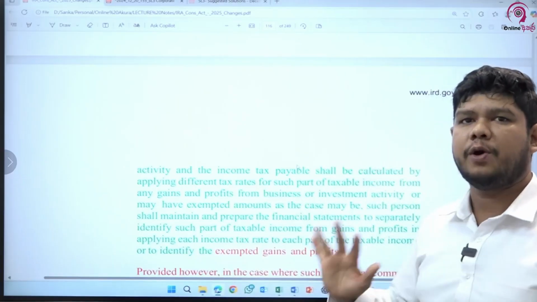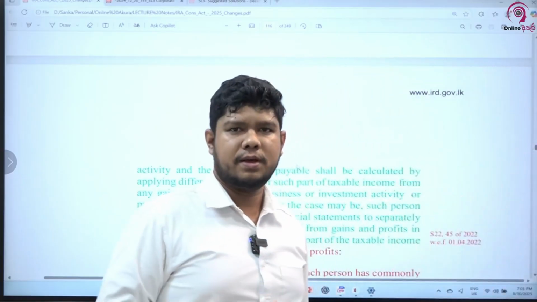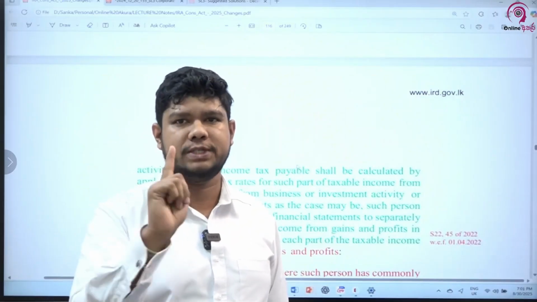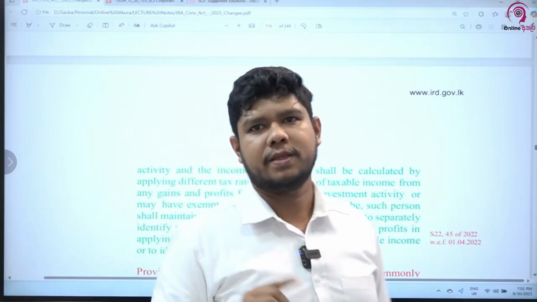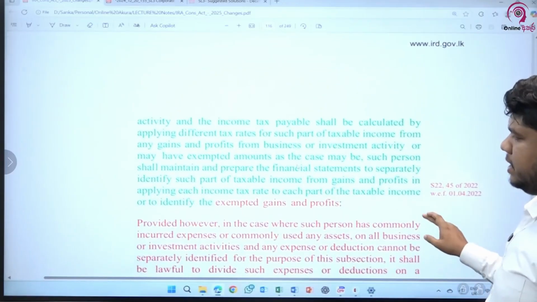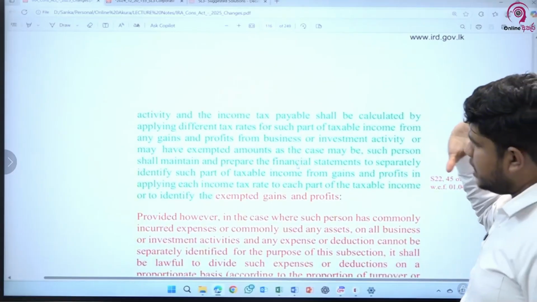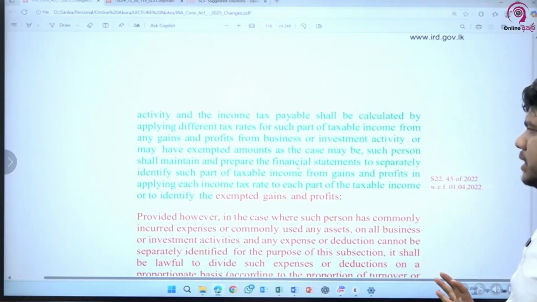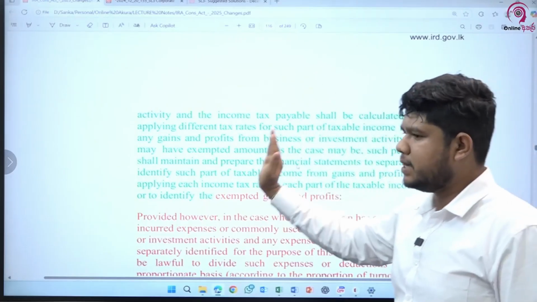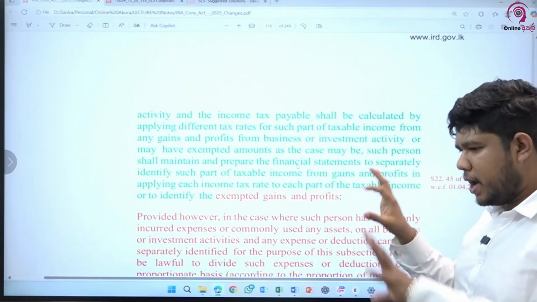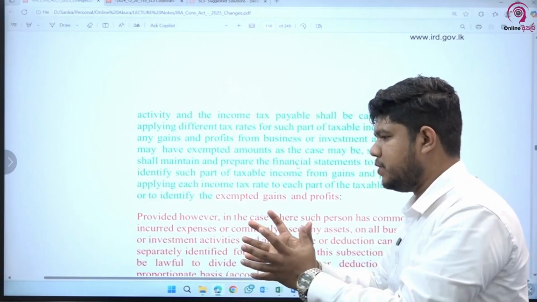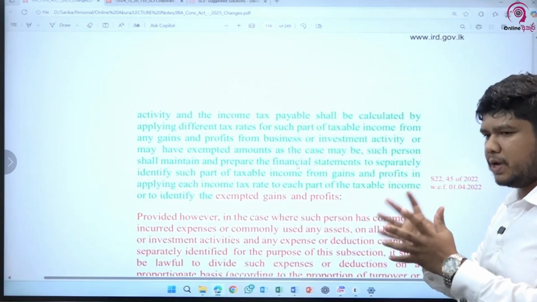Now 4 sections have been covered here. 4 areas. We have discussed 4 areas, just one note, first note. See, just with the first note, I have covered 4 areas. Now it says there should be a separate financial statement if there is a difference in tax rate that you are applying or if there is an exempt gain. To identify what is exempt gain, what is the gain from 15%, what is the gain from 30%.